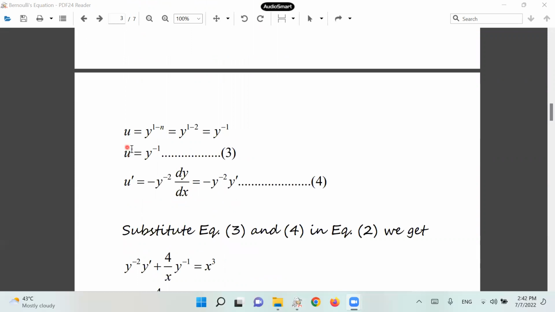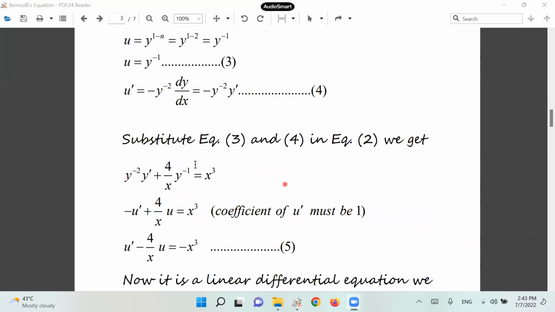After that, we take the derivative. The first derivative of u, u', equals minus 1 times y^(-2), using the chain rule, times dy/dx, and dy/dx is y'. So the first derivative of u is u' = -y^(-2) y'. We name this equation number 4.